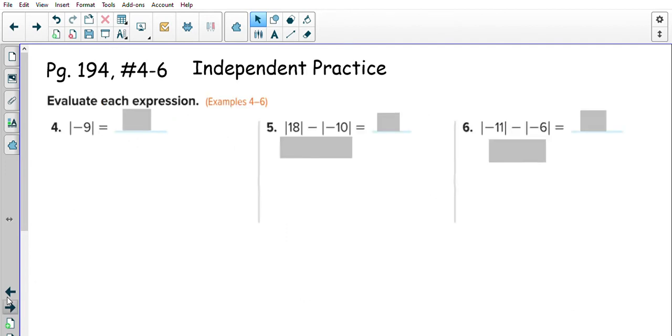All right, so pause the video. I have 3 independent practice problems for you to try. I took these from the textbooks. Go ahead and pause the video. Give these 3 a try. Start the video when you're done.